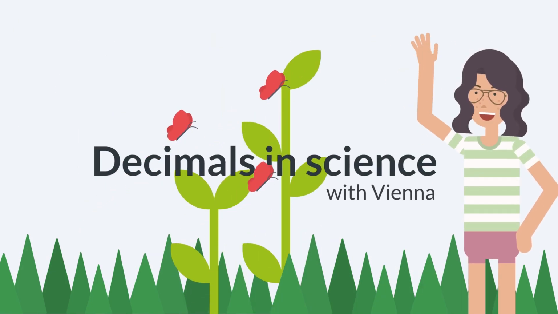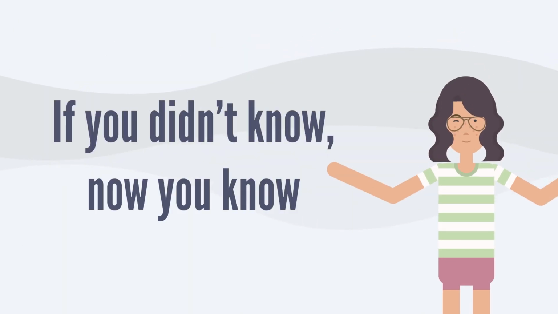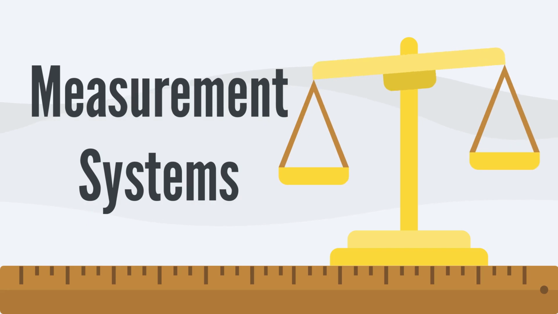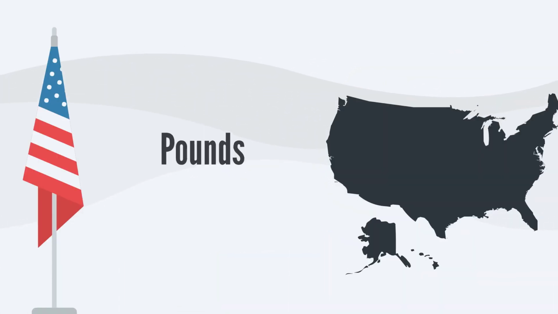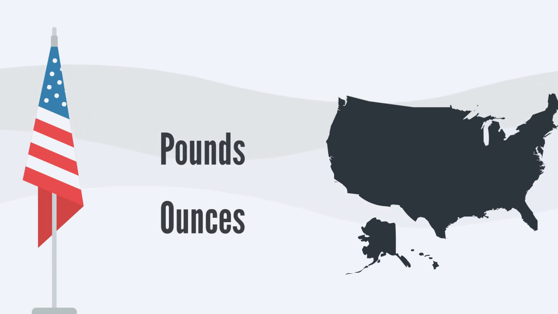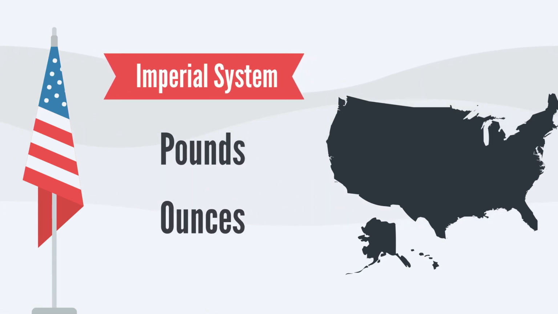Decimals in Science with Vienna. If you didn't know, now you know. There is more than one system of measurement. In the U.S., weight is often given in pounds and ounces. This is called the Imperial system.